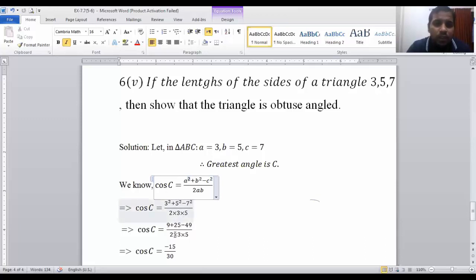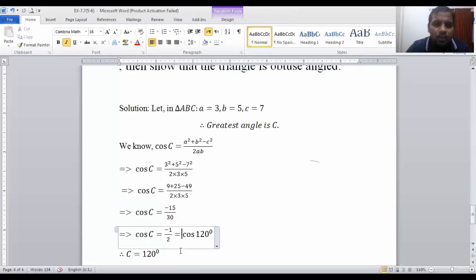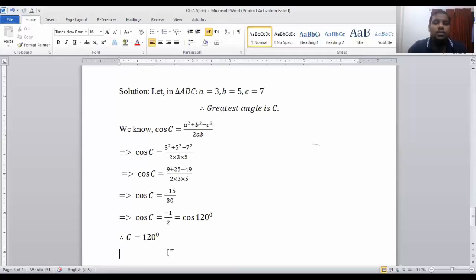So after calculation, we get 9 plus 25. It is not a matter of discussion. At last we get cos C is equal to minus half. That means cos 120 degree, we know the value is minus half. So that means C is equal to 120 degree, and we have to prove that this triangle is an obtuse angle triangle. We get an angle of 120 degree. So that means the triangle is an obtuse angle triangle.